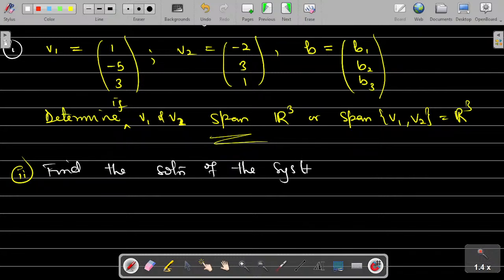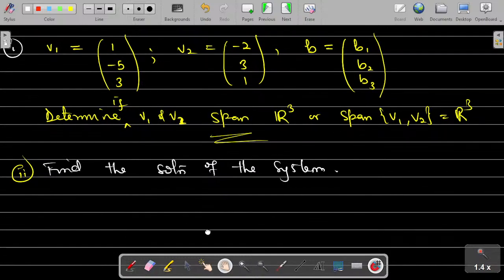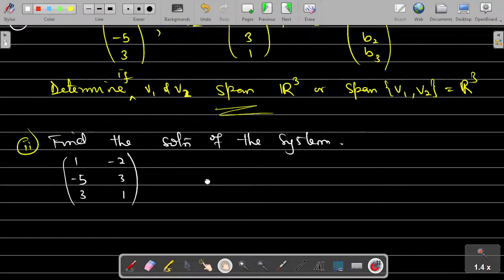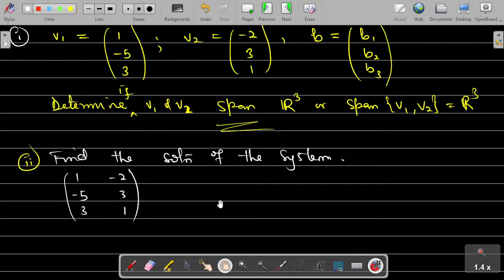So how do we do that? We will try to do our row reduction. By now you should be used to row reduction. Let's bring down our vectors. How many elements do we have? 3. So we form the system, which is 1, minus 5, and 3, and then here we have minus 2, 3 and 1. Let me confirm that that is true. Yes, 1, minus 5 and 3, minus 2, 3 and 1.